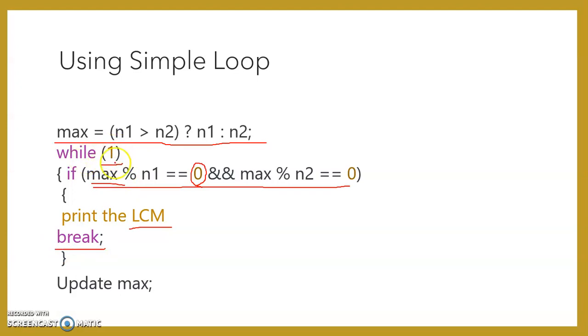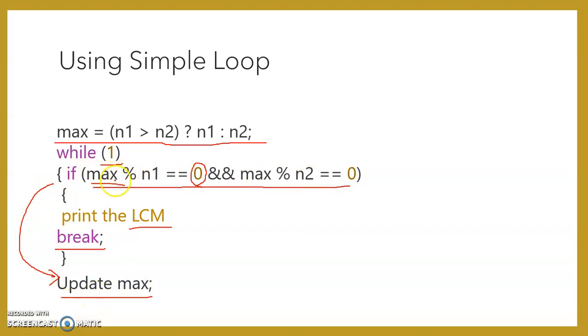Okay, and if you print that LCM, then you need to break, because here we are using the condition while 1, meaning true, that means this while loop is always true. Why? Because we are continuously updating the max. How are we updating the max? If this condition goes wrong anywhere, that means max mod n1 is not 0, or max mod n2 is not 0, or both are not 0, in that case we will update the max. As you update the max, that means as you increment the max number by 1, once again we will check the condition. If again the condition is false, we will update the max.